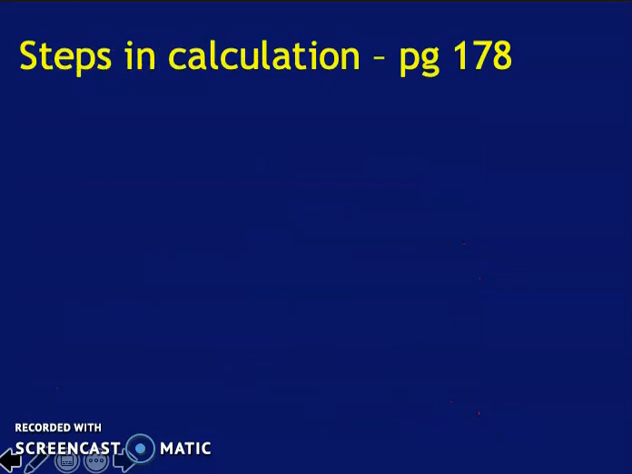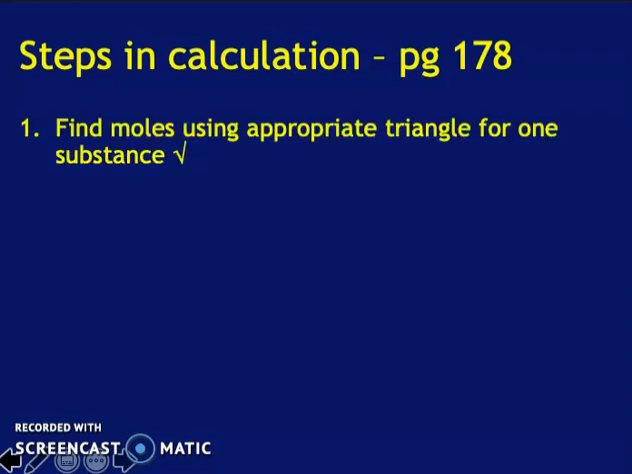Alrighty, so in terms of the steps in the calculation, on the bottom of page 178 you're going to find them. I'm going to talk through them really quickly and then I'm going to go through them in detail. So the first thing you have to do always is find the moles using your fourth triangle, your concentration triangle, for one of your substances, and there's a caveat with that which I'll explain in a minute.